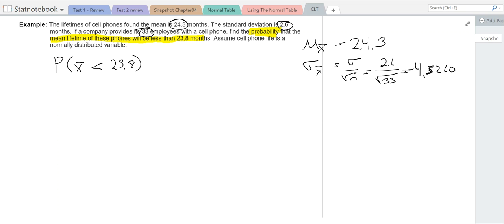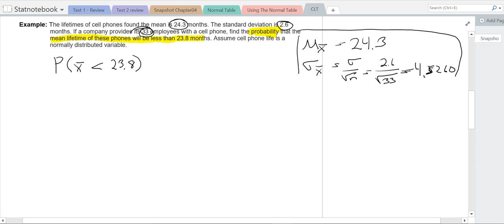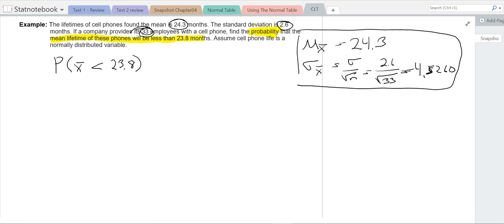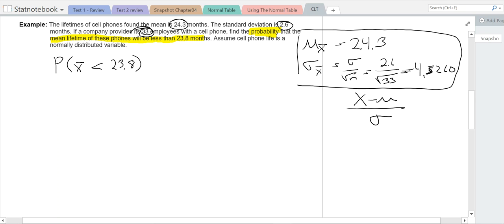All right, so now the fact that I know that X bar has a sufficient sample size, at least 30, I can go with the central limit theorem, and X bar is normally distributed, and it has mean equal to 24.3, sigma equal to 4.5260. So now I need to get to the table. How do I get to the table? The table formula is subtract the mean, divide by the standard deviation, right?